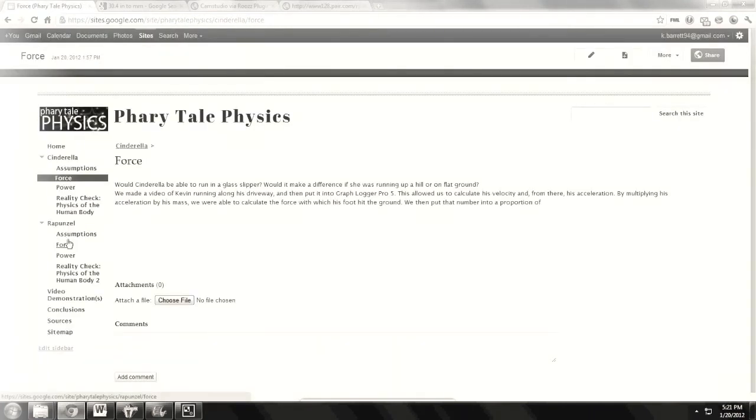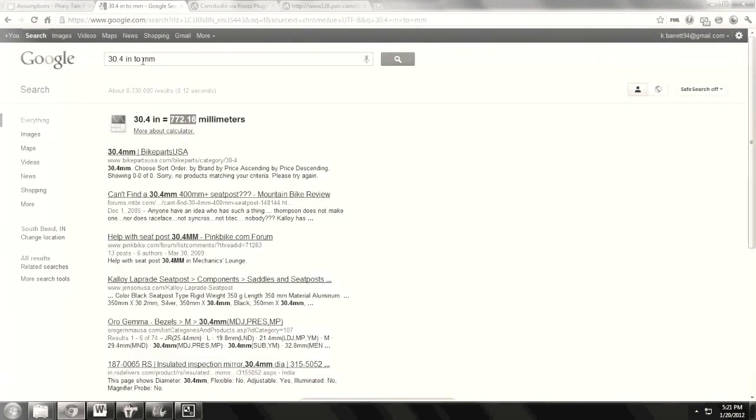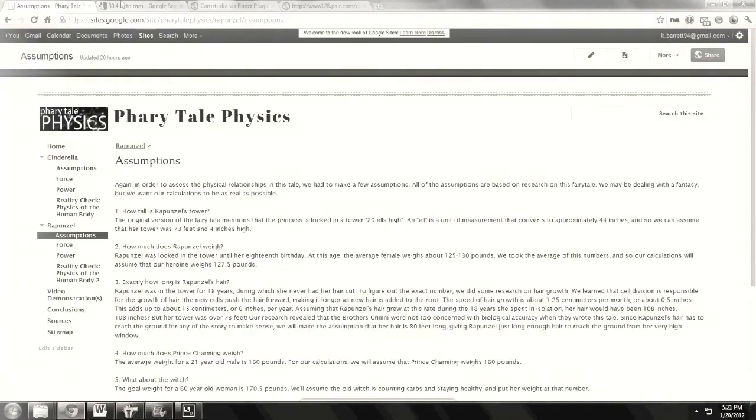We did the same thing when figuring out Rapunzel's hair. We looked at exactly how fast hair grows over a few months or over a year, and then we figured out how long Rapunzel's hair would have grown if she was in the tower for 18 years.